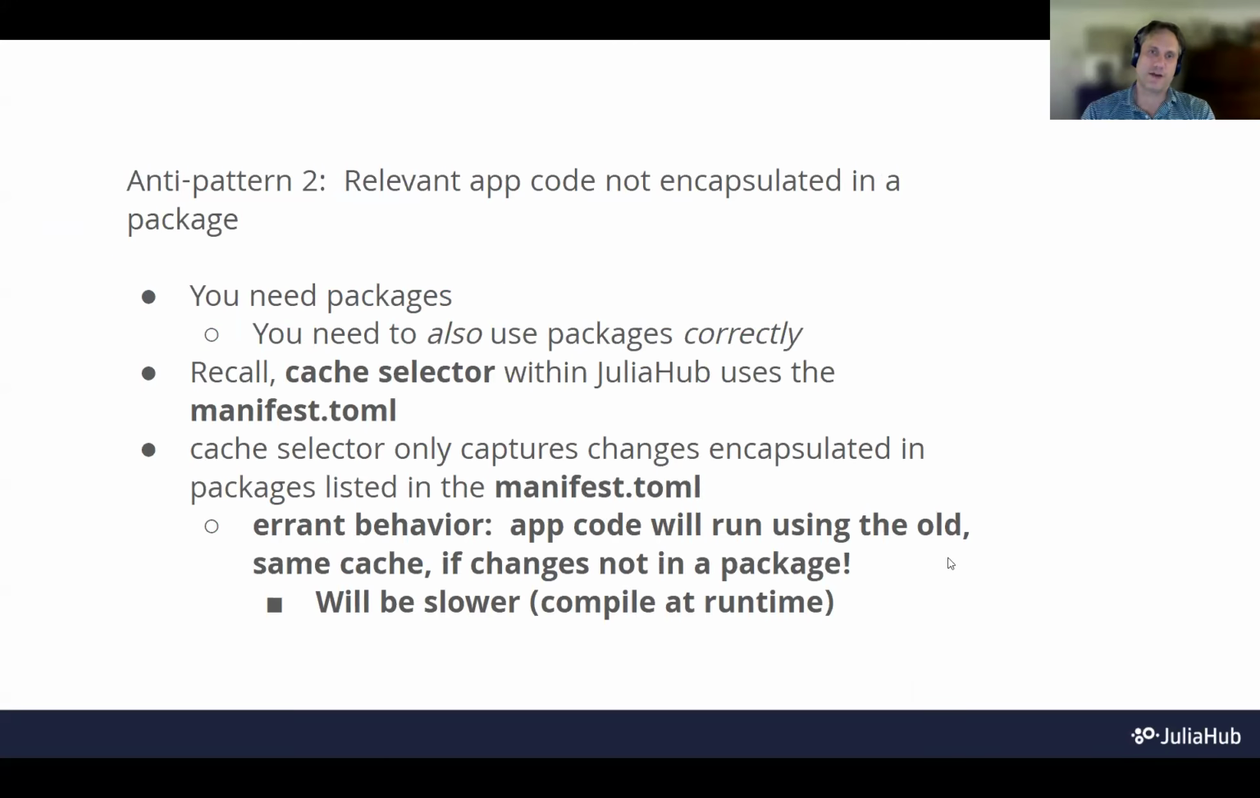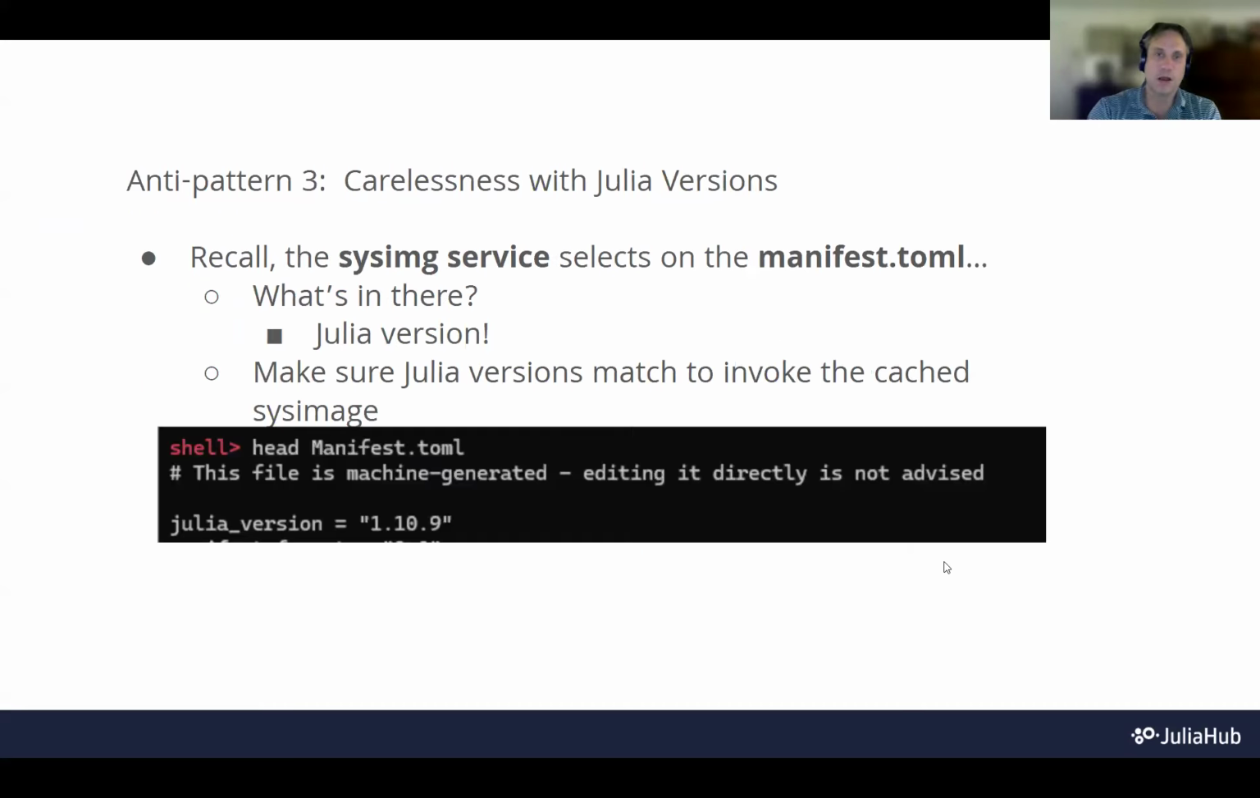Anti-pattern 2 is relevant app code not in a package. That's not using packages. I actually already said all this. So again, if it's not in a package, the selector will still use whatever matches the Manifest.toml, and you will not get the performance boost you anticipated. It's going to go through the JIT.